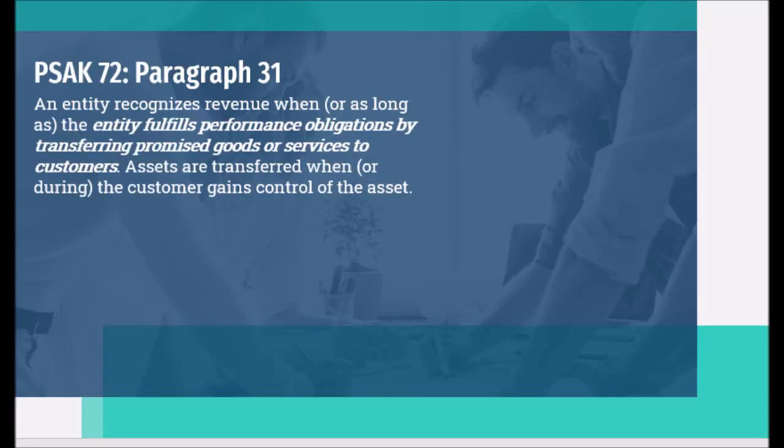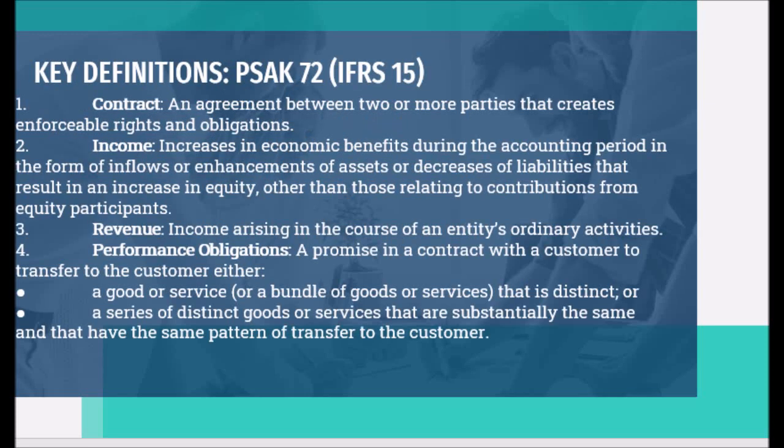So the next is PSAK 72 section 2, paragraph 31, which says that an entity recognizes revenue when or as the entity fulfills the performance obligation by transferring promised goods or service to the customer. Assets are transferred when or as the customer gains control of the asset. Here are some key definitions of PSAK 72 based on IFRS 15.